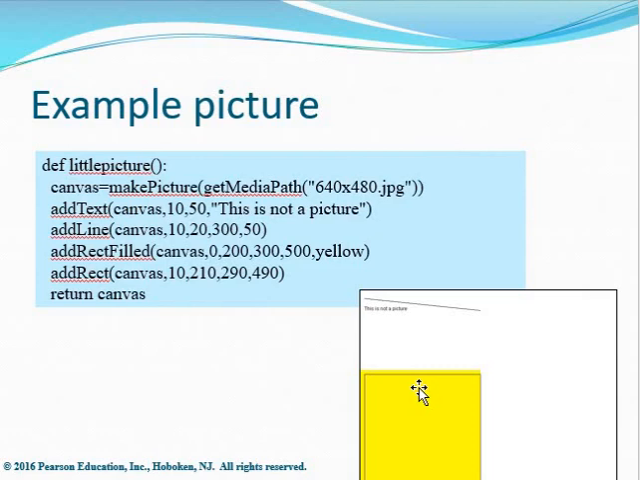Here, we run all 4 of our functions, showing exactly what they do. Add text creates text. Add line creates line. Add rectangle creates rectangle. Add rectangle filled creates a filled rectangle.